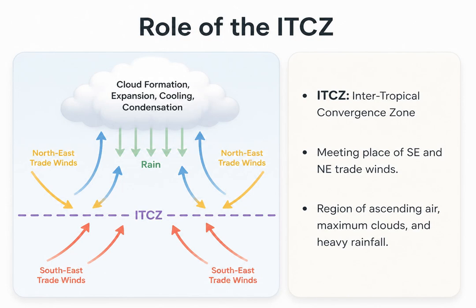To understand the air mass theory, we have to understand the ITCZ, or the Intertropical Convergence Zone. Think of the ITCZ as a meteorological equator. It is the exact meeting place where the southeast trade winds from the southern hemisphere crash into the northeast trade winds from the northern hemisphere. When these two massive air masses collide, the air has nowhere to go but up. This creates a permanent region of ascending warm air, which leads to massive cloud formation and heavy, continuous rainfall.